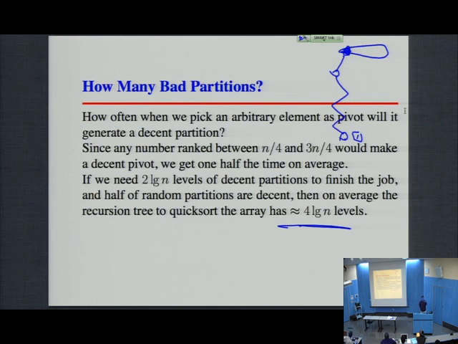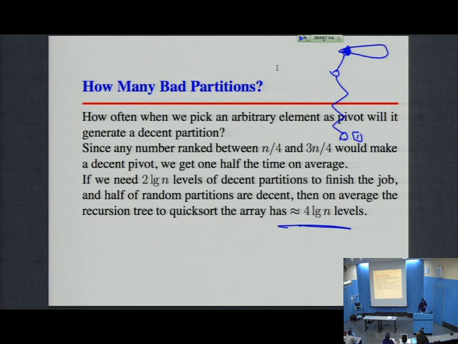Any questions about it? I want people, don't move yet. Give me a minute or two just to make sure we understand this. Any questions about why it is log n on average? Okay? Any questions about how many people see it or feel it? Very few people are feeling it. How many people have a question?